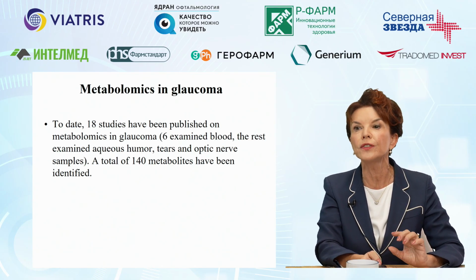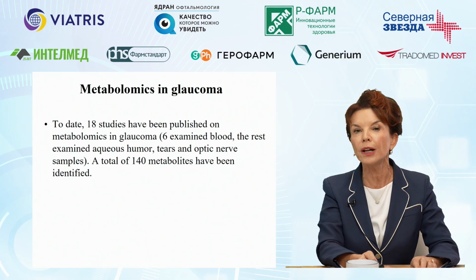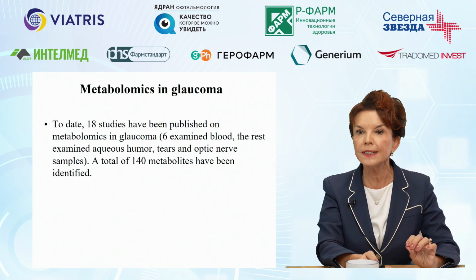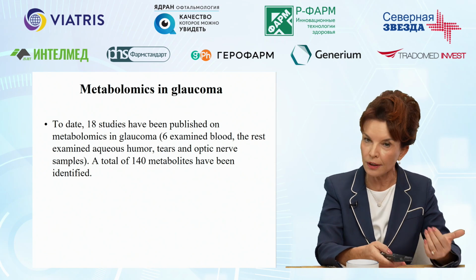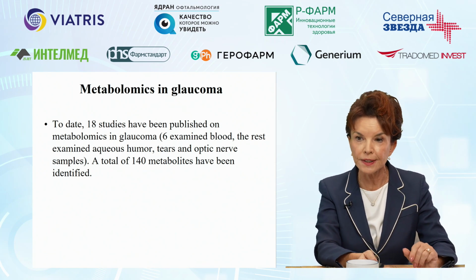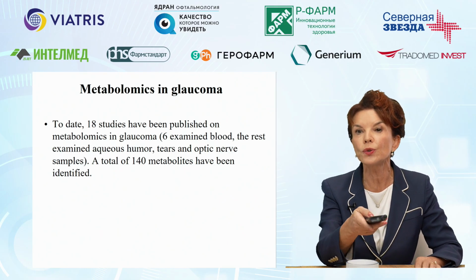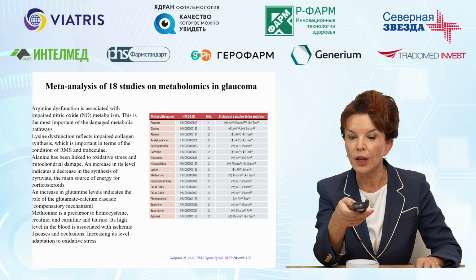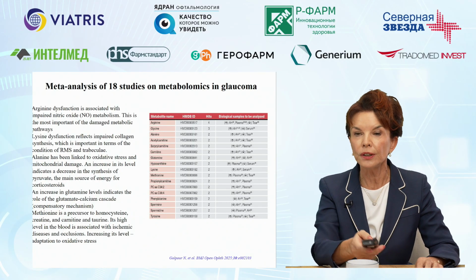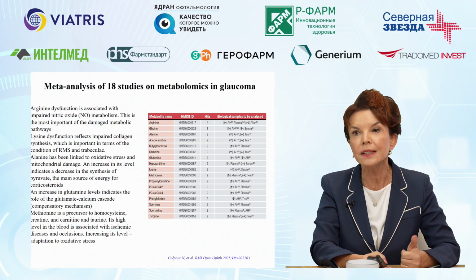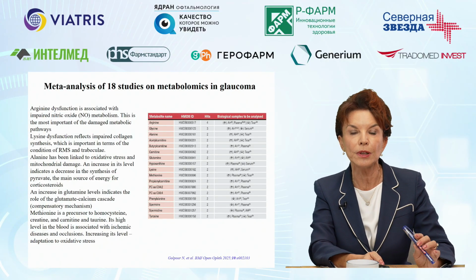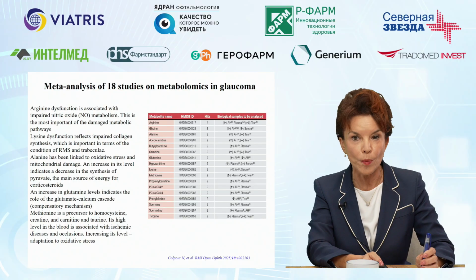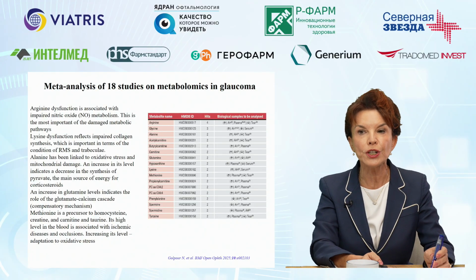See here, colleagues, as of today, 18 studies have been conducted on metabolomics in glaucoma. In 6 cases, we examined blood. The rest examined aqueous humor, tears, and optic nerve samples. A total of 140 metabolites have been identified. But what is important, the meta-analysis of all studies has been published. For example, here is the recent meta-analysis of these 18 studies. And on the slide, you can see the major metabolites. They are linked to glaucoma.